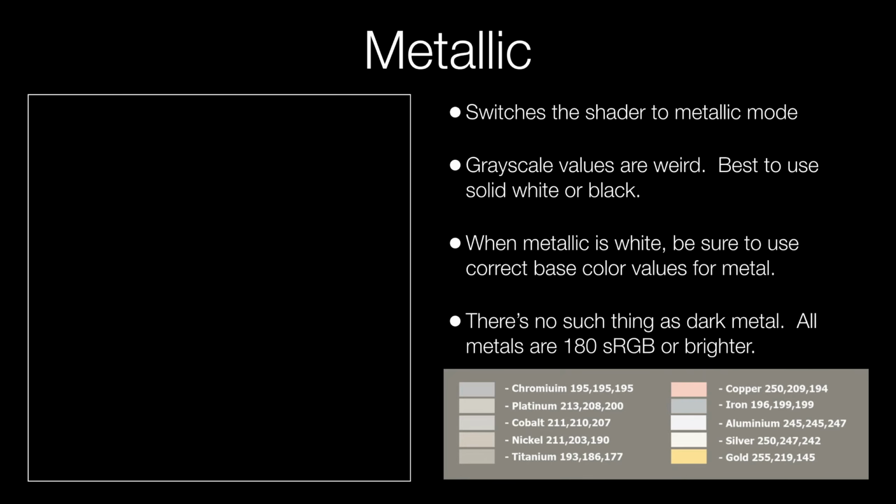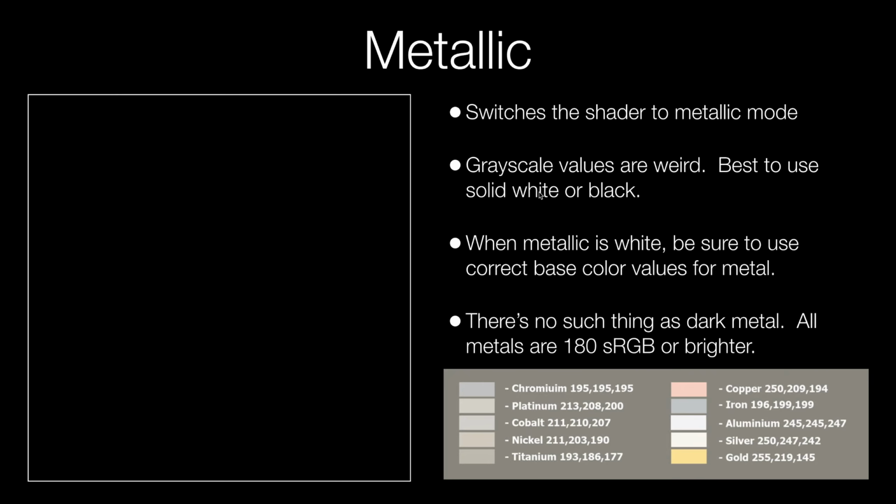All right, in our cobblestones example, our metallic map is actually going to be completely black. We're not using this socket because, well, there's no metal on cobblestones. But if we were, whatever white areas in this map would make those parts of the surface look like they were made out of metal.